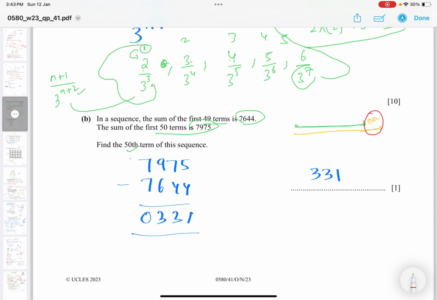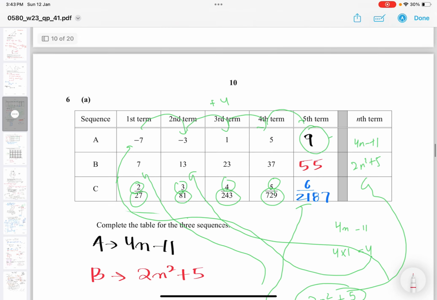We can find the 50th term. Yes or no? If I subtract this part from the sum of 50, I will only be left with the 50th term. So we'll just subtract it and the answer would be 331. Let us move on to the next question.